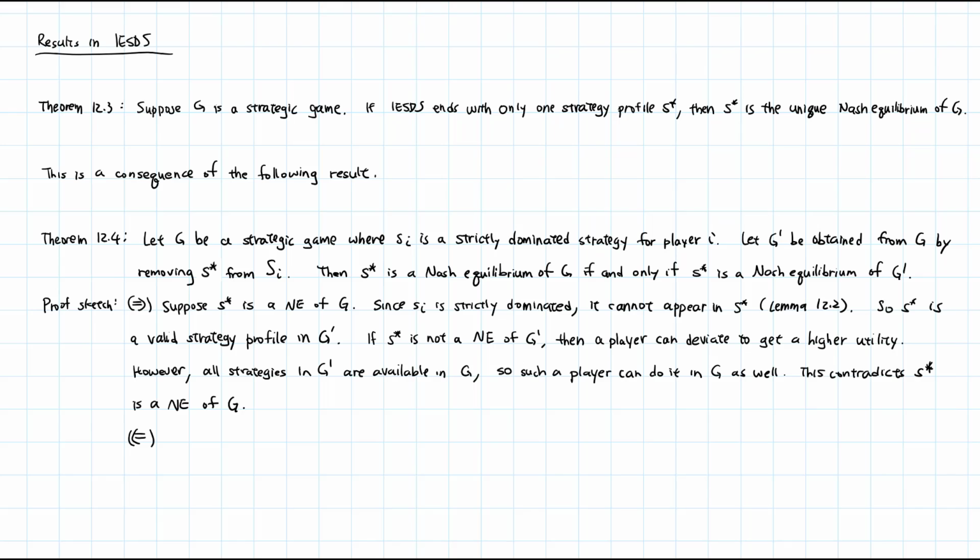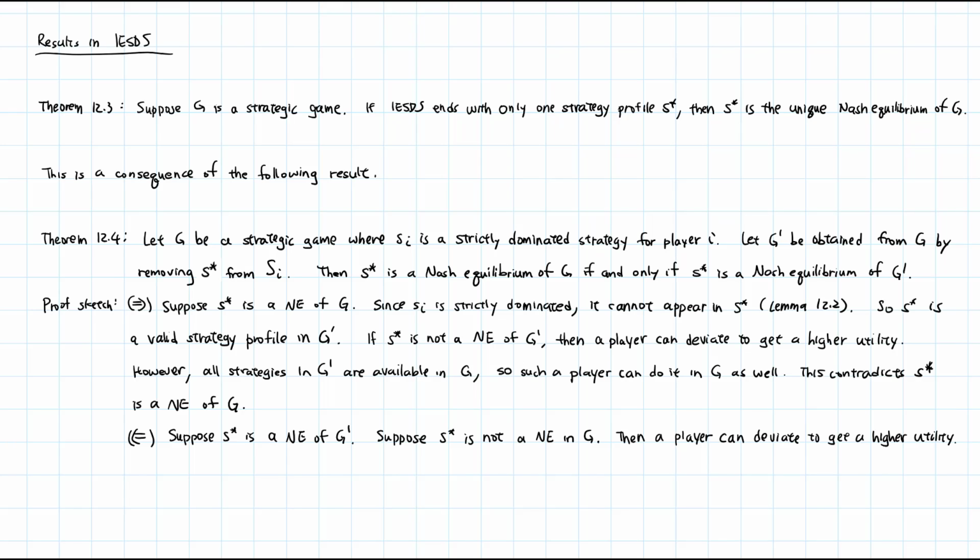For the reverse direction, we suppose that S star is a Nash equilibrium of G prime. We know that S star is certainly a strategy profile for G, so suppose that S star is not a Nash equilibrium in G. Then a certain player can deviate from their own strategy to get a higher utility. Now can this player do the same thing in G prime as well? If this deviation can be replicated in G prime, that will result in a contradiction that S star is a Nash equilibrium of G prime.